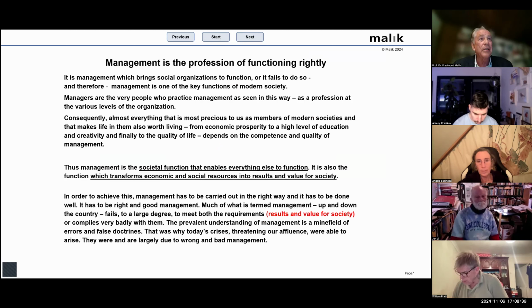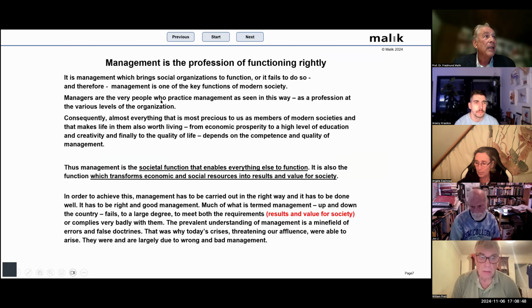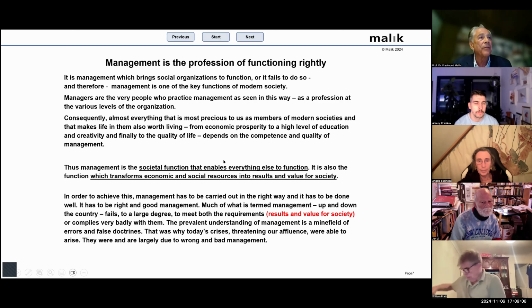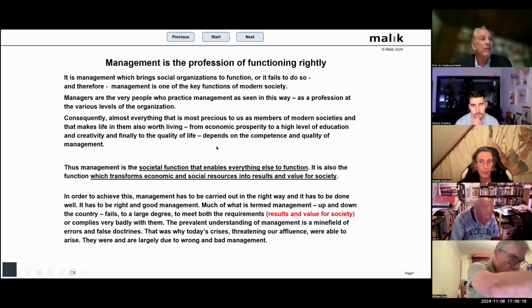Then management is the profession, an additional definition of functioning rightly. It is management which brings social organizations to function, or it fails to do so. And therefore, management is one of the key functions of modern society. Managers are the very people who practice management, as seen in this way, as a profession at the various levels of the organization.